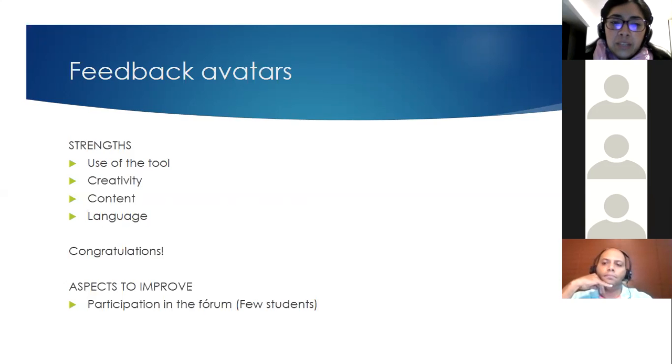The only aspect to improve, not for all of you but for some students, was participation in the forum. Some of you participated more actively than others. Remember that it's important to comment on your partners' products and also to reply to the comments you receive on your activities. That is the only thing I would like you to improve a little bit. So very good, you did a good job on this activity.